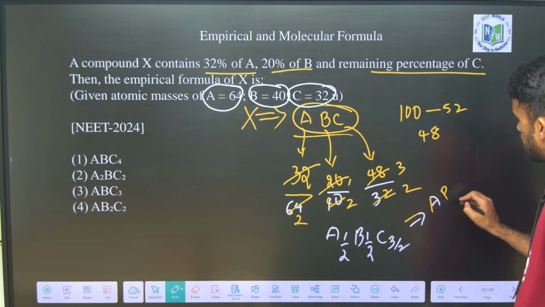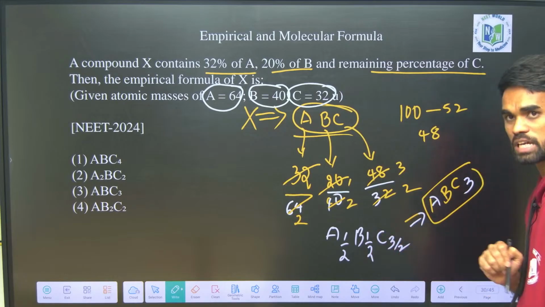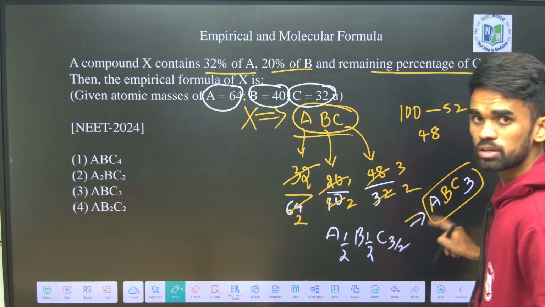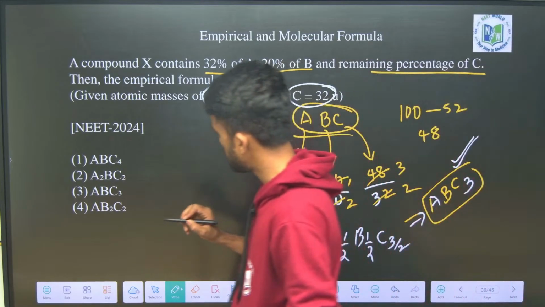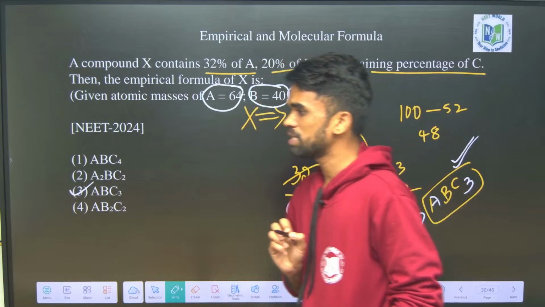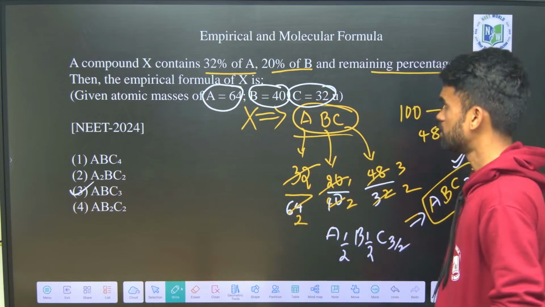A, B, C 3. A, B, C 3, because 1 by 2, 1 by 2, 1 by 2 I can remove it. So this will be the empirical formula of the given compound, A, B, C 3. Okay, so option 3 will be the best answer here. Hope this is also clear, right?